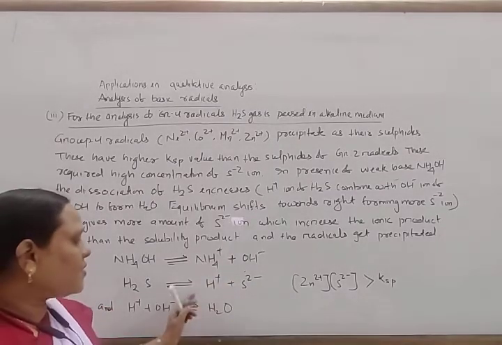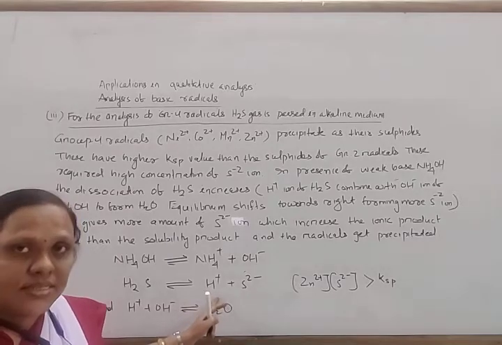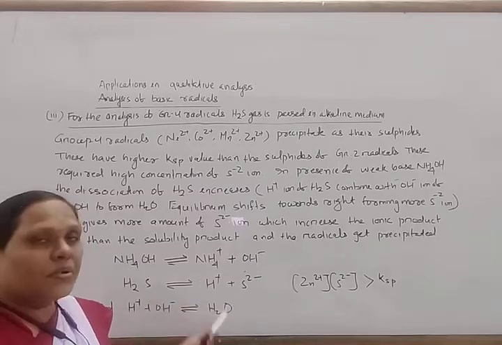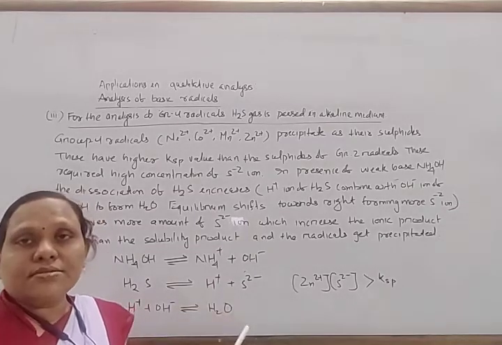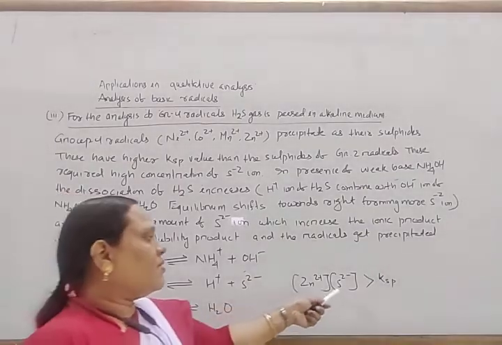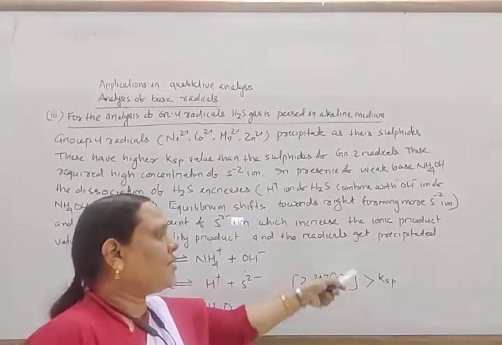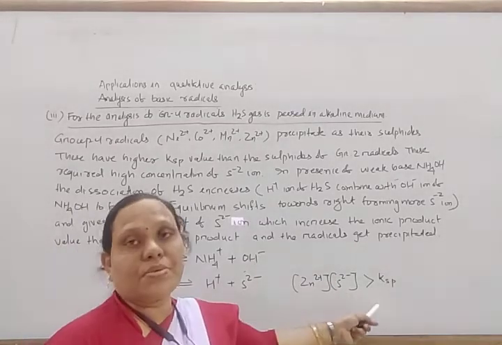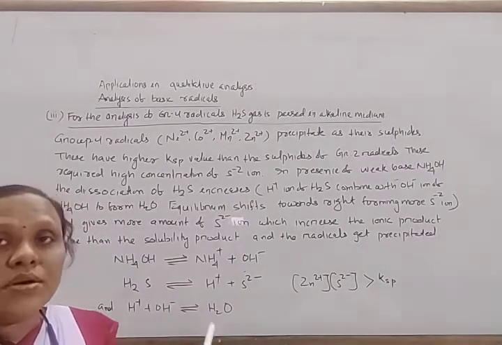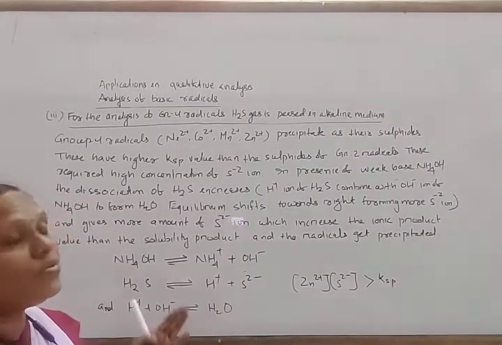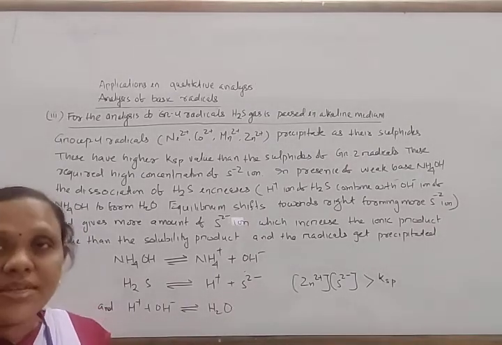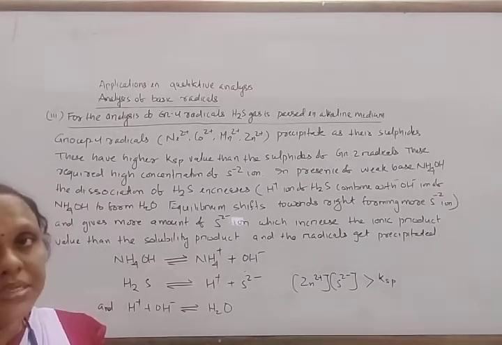In this way, as the concentration of H plus ion decreases, the equilibrium shifts towards the right, forming more H plus and sulfide ion again. Thus the concentration of sulfide ion increases, and for example, the ionic product of sulfide ion and Zn2 plus ion exceeds the solubility product, and hence these ions get precipitated. While for the higher groups, that is group 5 and group 6, their sulfides have still higher Ksp value, and these ions do not get precipitated.